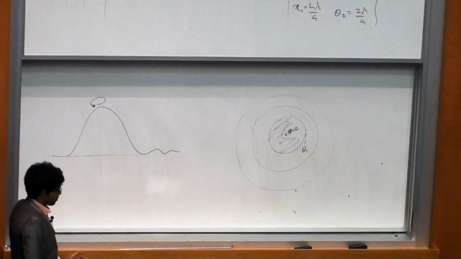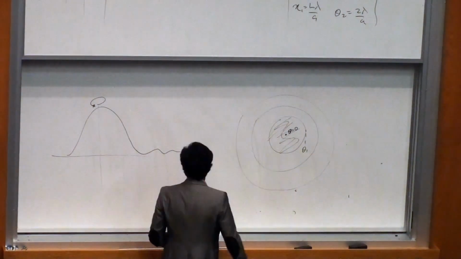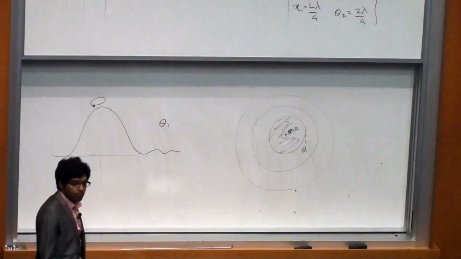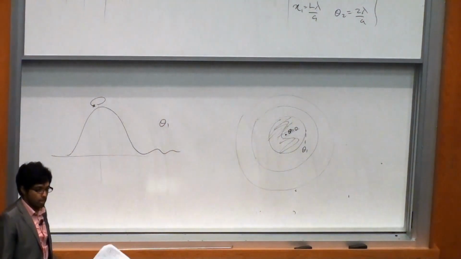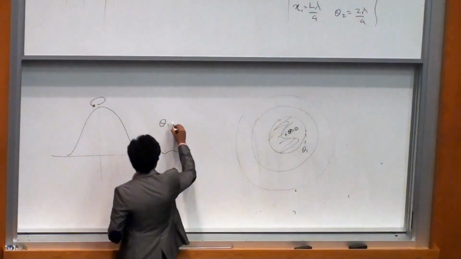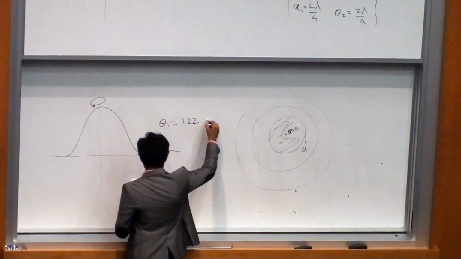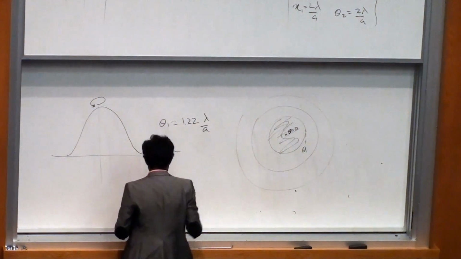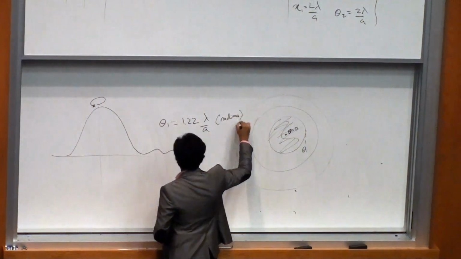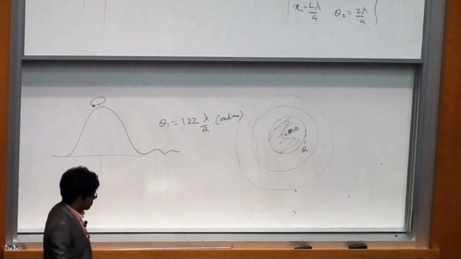So the circular geometry for this is going to be a bit different. Now, where theta 1 would fall, from that you'll say, okay, it's lambda over A for the minimums. But in this case, it's actually not true. What you'll get here is 1.2. Actually, if you want to be more precise, it's 1.22 lambda over A radians. And it's not simply just lambda over A like it is over there.